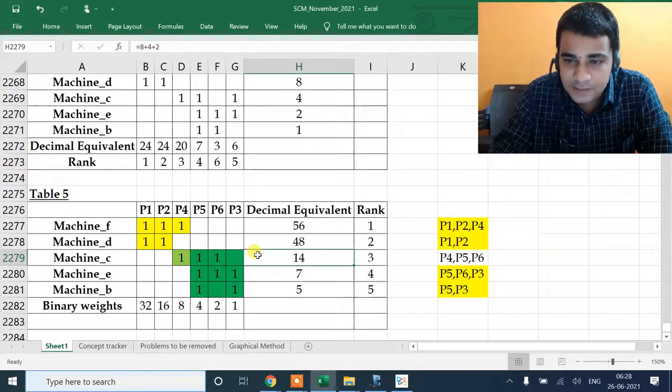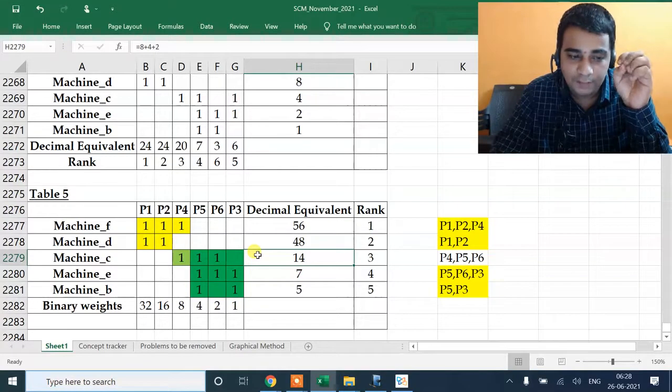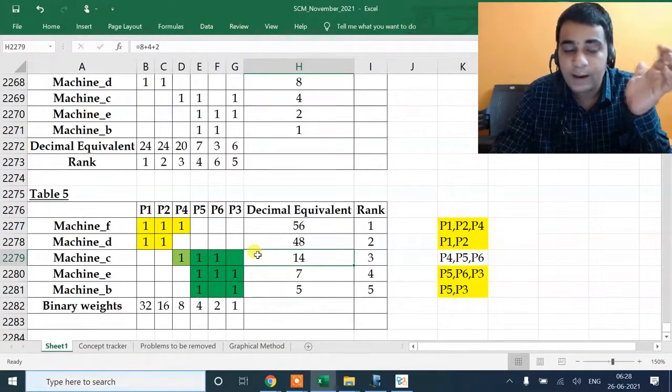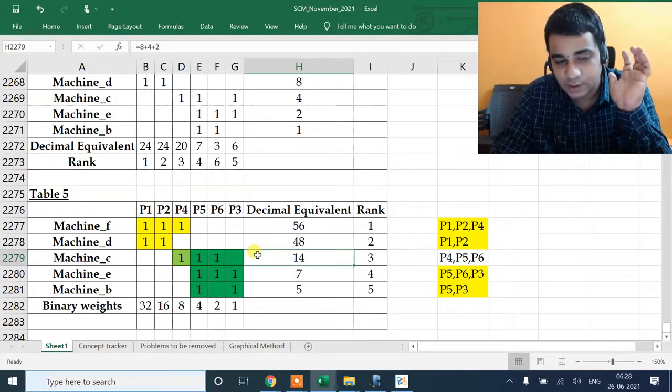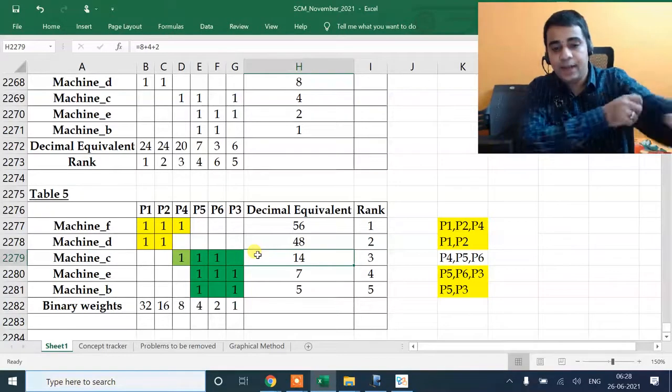So because of this, machine C is like a common machine. So what you have done is you have kept it part of either cell 1 or cell 2 with an approach of having as low movement as possible. Any doubts on this?